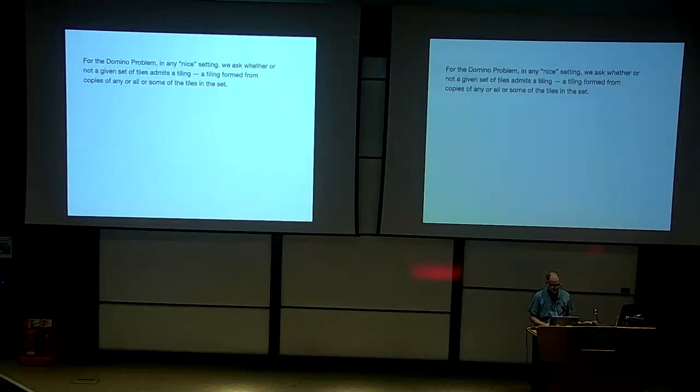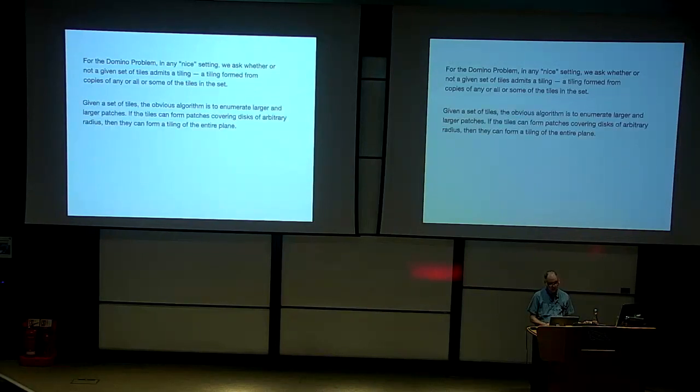So, with any nice setting, we can ask whether or not a given set of tiles admits a tiling, and we've discussed this before, so there's an obvious algorithm to tell whether or not a set of tiles doesn't admit a tiling. You just simply enumerate larger and larger patches, and by that I mean you're completely covering larger and larger disks. And this is somewhat non-trivial.